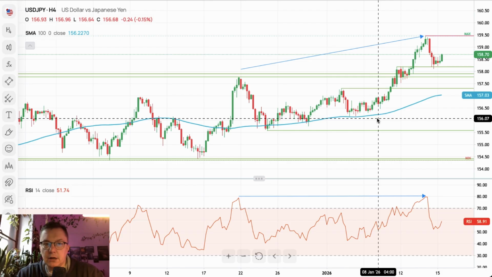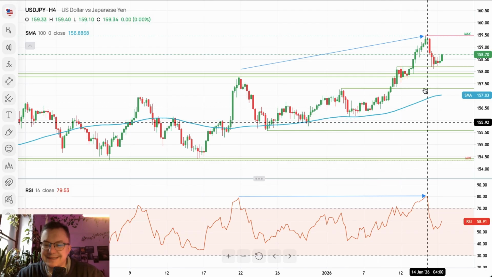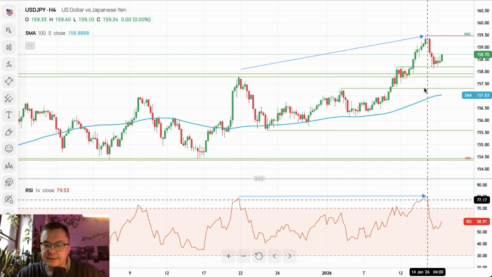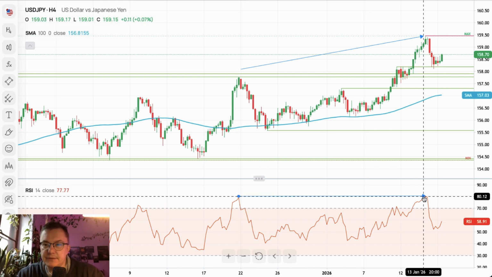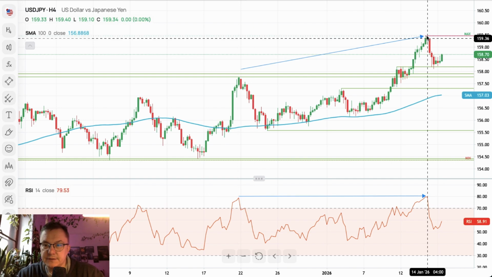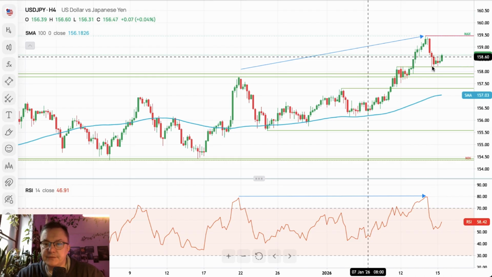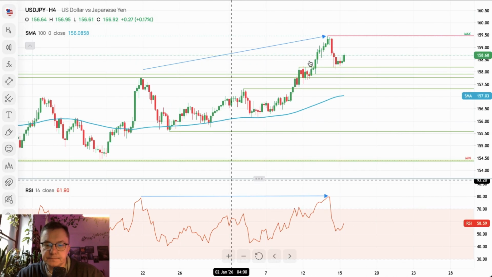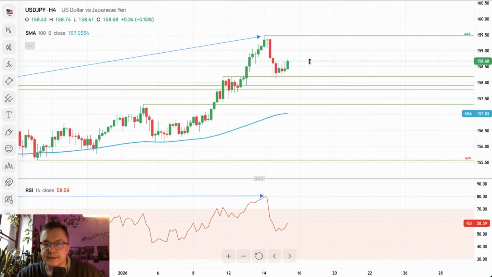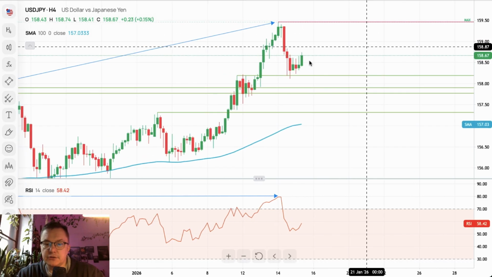And the pullback comes for the US dollar, Japanese yen. As we noticed earlier, we have a bearish divergence and we have a very nice pullback towards the technical support, as indicated, 158.20. So right now, what we see here is a potential for trend resumption.